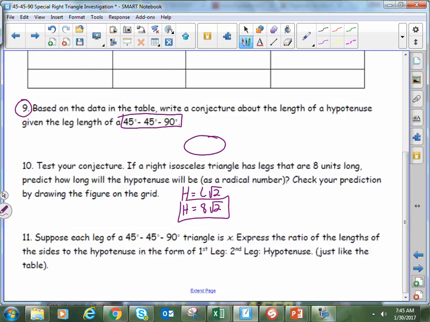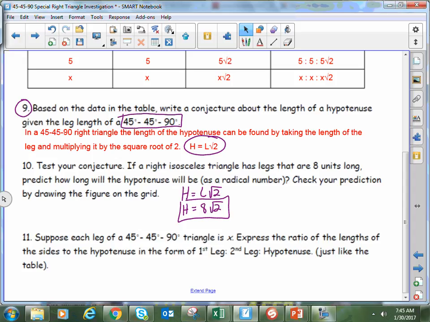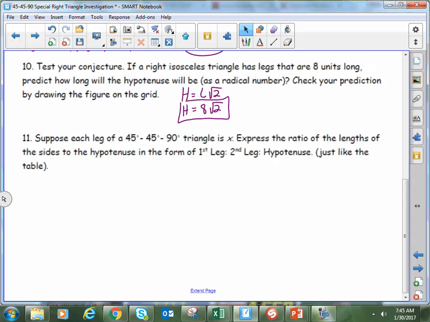Okay, so let me go ahead and just put these back here in case we need them. So suppose each leg of a 45, 45, 90 triangle is x, express the ratio. Well, that's essentially what we had in that last column, where I'm going to say x to x to x radical 2. Now there's going to be a follow-up lesson that demonstrates how we actually do the math with these things. And that'll be coming very soon, so please make sure you watch it.